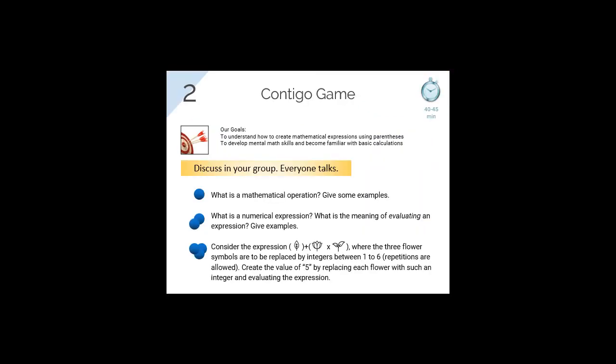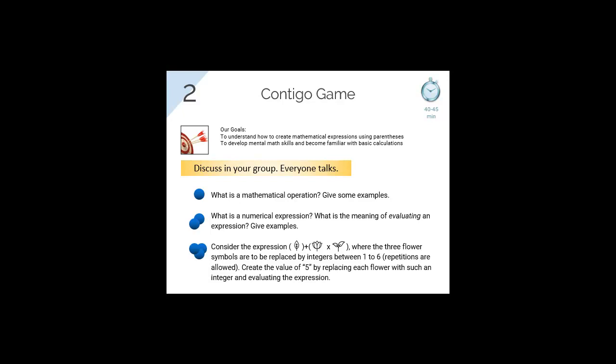First, our goals. To understand how to create mathematical expressions using parentheses. That means two things. First, notice how algebraic thinking gets in the way, and you can use several operations to create a numerical expression. And also, to make sure that parentheses are important, because if you don't use parentheses, you may get an expression that may be ambiguous, especially if you start mixing addition, subtraction, multiplication, division, etc.